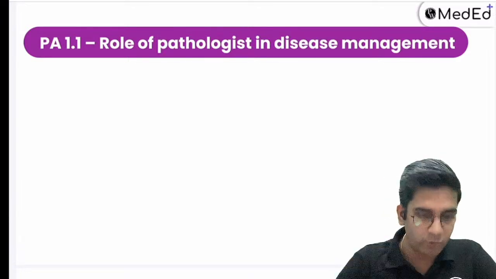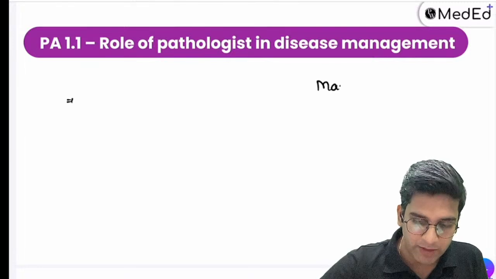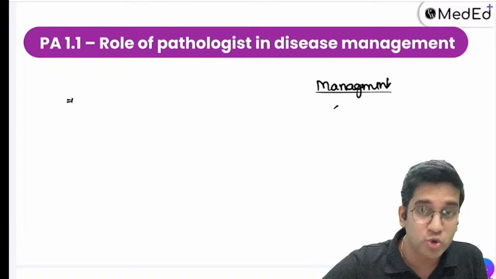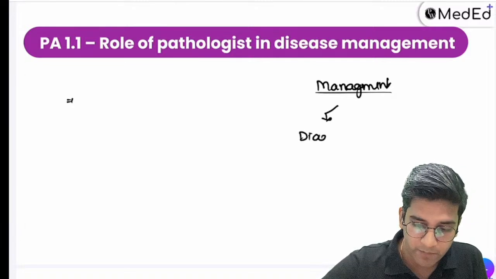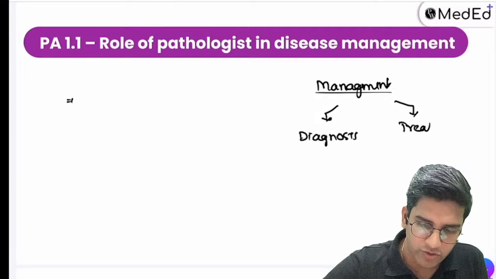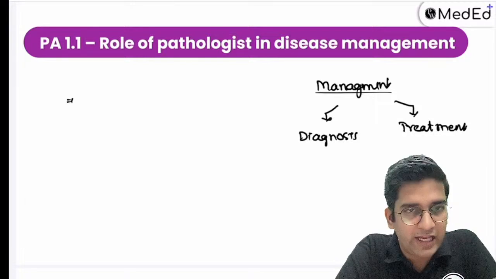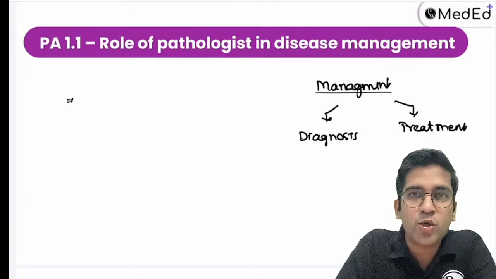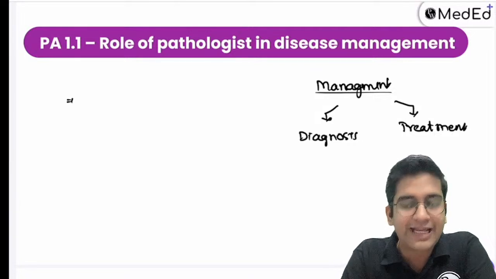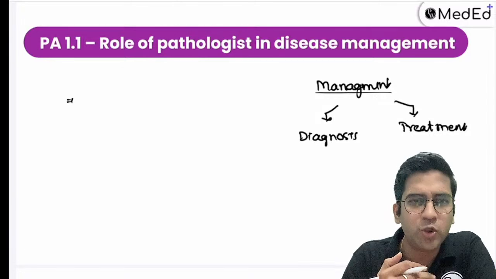Okay, one, obviously I'm going to help in diagnosis. The pathologist's role in disease management: the term management in medicine includes two things, diagnosis and treatment. Management is not just treatment, it's both diagnosis and treatment. So the pathologist's role is primarily in diagnosis. I'm going to help the clinician narrow down their differential diagnosis, and I'll tell them what exact diagnosis it is. I'm a consultant. When a physician has a query, they ask me, and then we go with that.